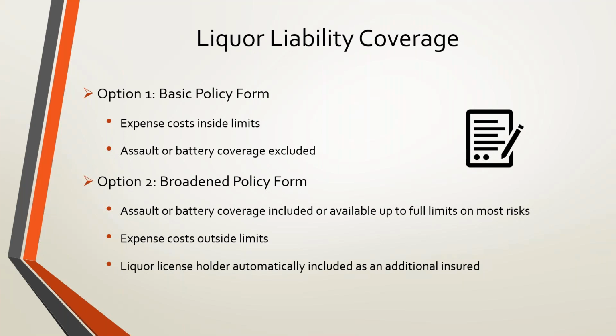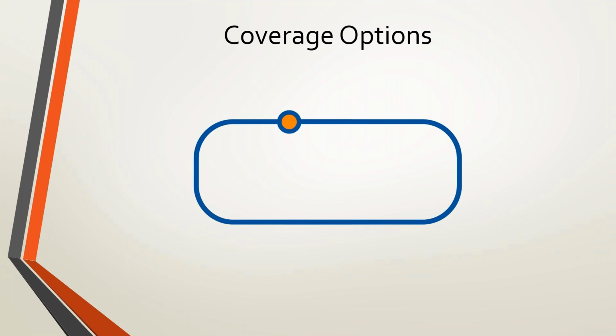We do see policyholders choosing the basic policy form from time to time because sometimes the venue requires a liquor liability policy in place, and they just need that bare minimum coverage to satisfy the landlord. This might be a scenario in which they would get the basic policy form as opposed to the broadened policy form.